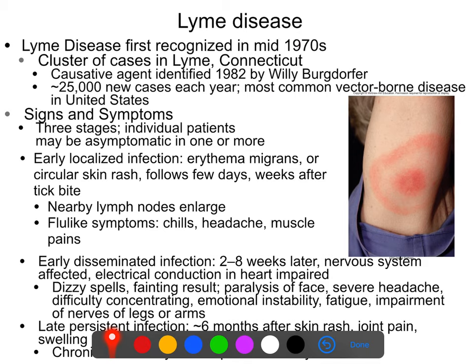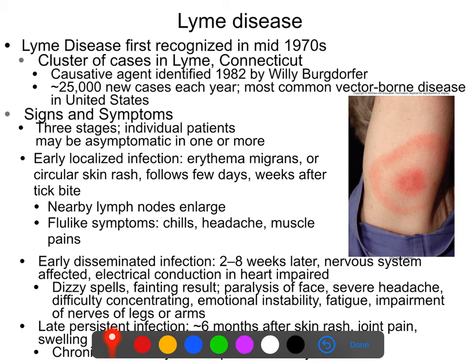Signs and symptoms. So the disease actually happens in three phases or three stages. The first stage, the primary infection, occurs around the site of the tick bite and occurs usually within a few days of the tick bite. And it produces this very characteristic circular rash. Often what you'll get is a wide circular rash with a bare patch in between, and then potentially another rash at the site of the infection. So this is referred to as a bullseye rash, and it is characteristic of this disease.